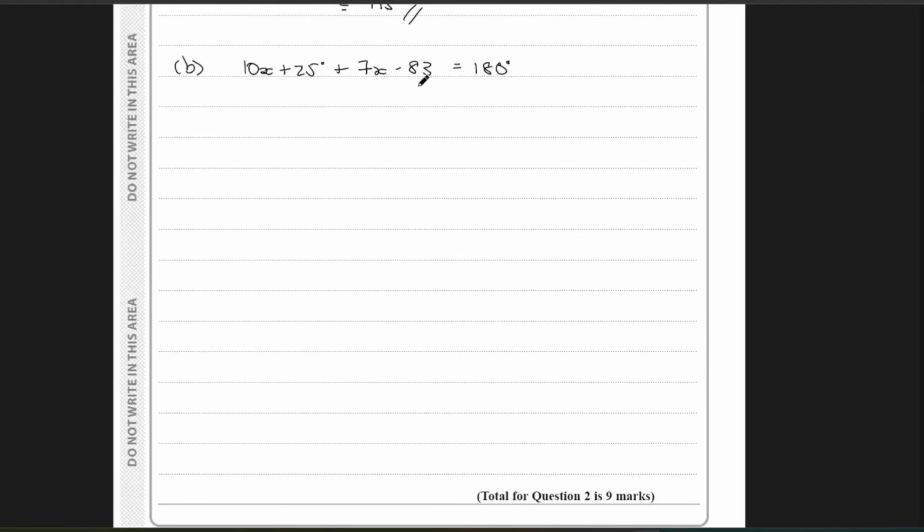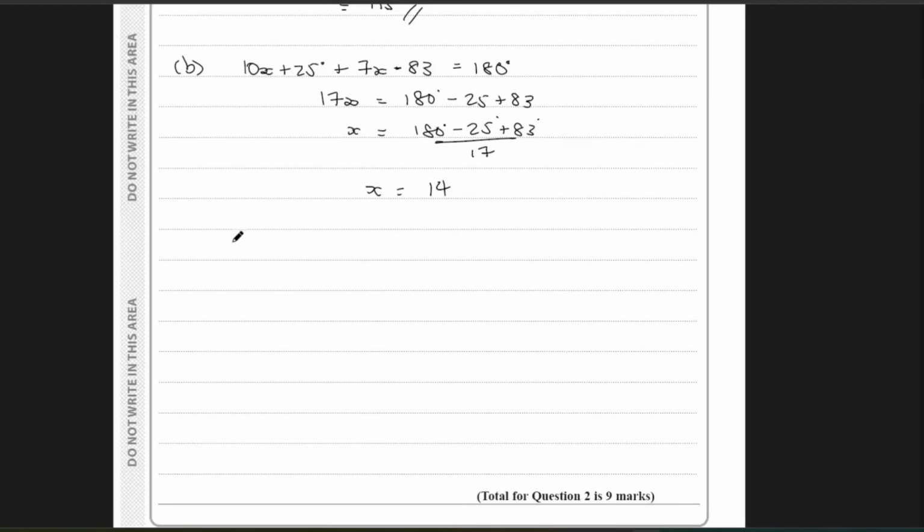Let's solve for x here. 17x is equal to 180 minus 25 plus 83. x is equal to all of this divided by 17. So let's use the calculator. And this gives us 14. x is equal to 14.